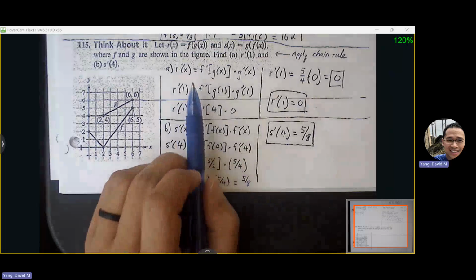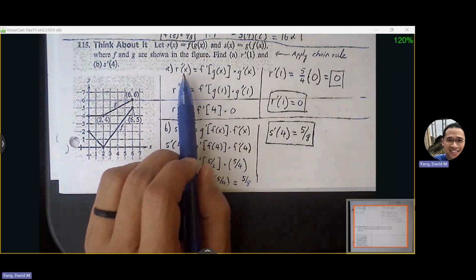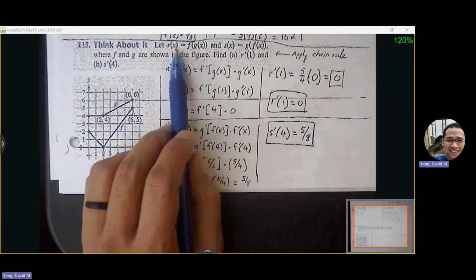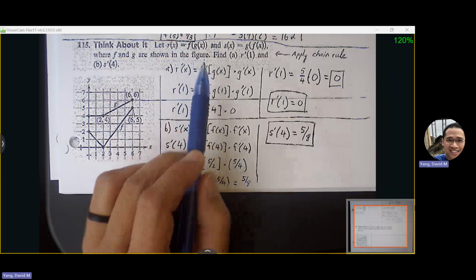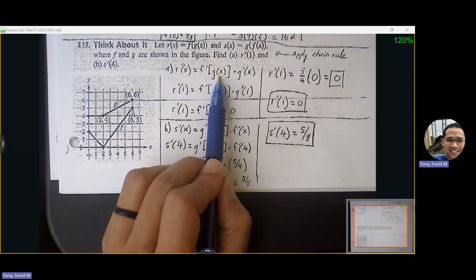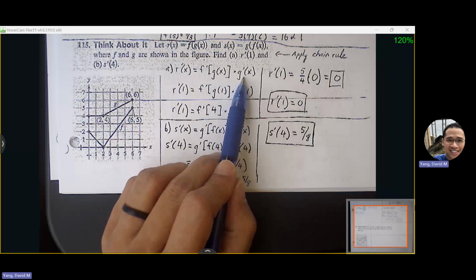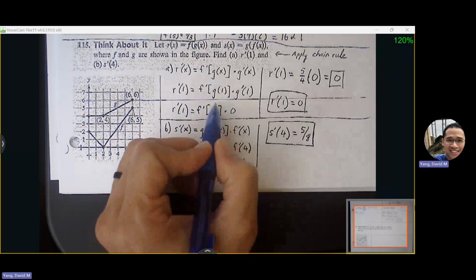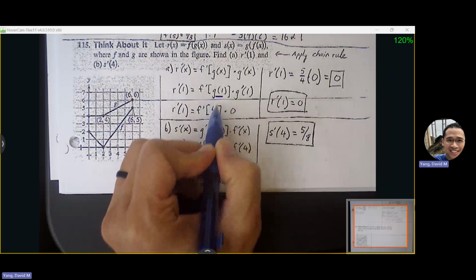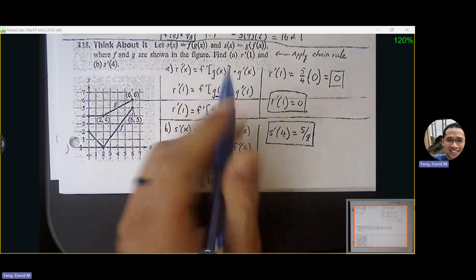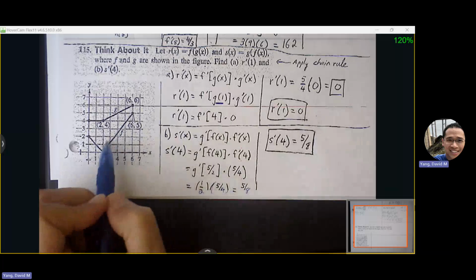Okay, so let's go over it. Part A, we're trying to find R prime of X. F is the outside, g is the inside. So f prime of g of x times g prime. Replace every x with 1. Take care of what feels manageable. G of 1 feels manageable. G of 1 is 4 based off of the graph.